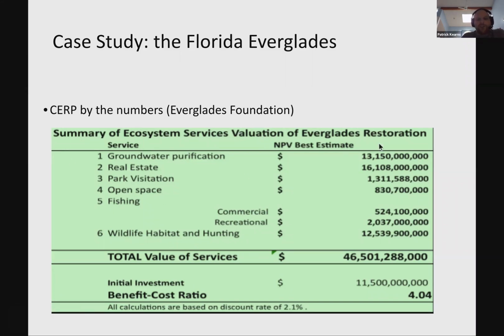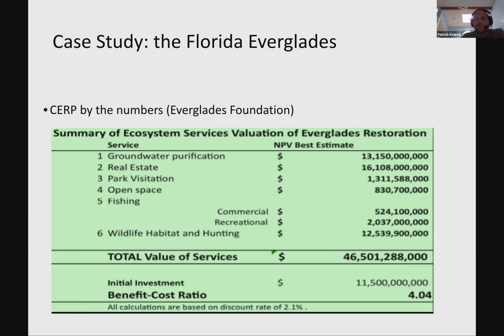We have groundwater purification leading the way at $13 billion. Real estate at $16 billion. People like to live next to non-degraded pieces of land, right? People like the woods. People like the scenery of Florida. Park visitations at about $1 billion. Open space, just open space for people to go and do stuff in, $800 million. Fishing, both commercial at $500 million, and recreational fishing at about $2 billion. And then wildlife habitat and hunting at about $12 billion.